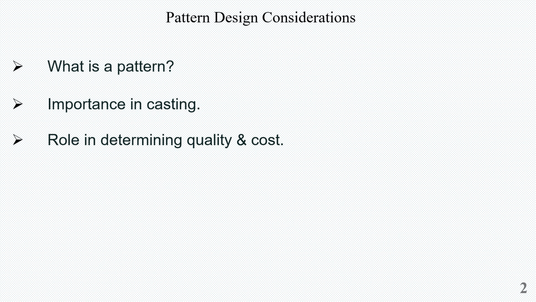As for its importance in casting, the bulk material products we want to produce using the casting process, it is the best and most suitable manufacturing process to obtain different castings. Its role in determining quality and cost: the design considerations we take will affect the quality and the cost of the product we are going to produce.